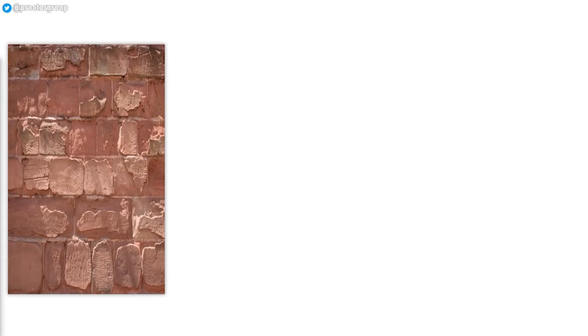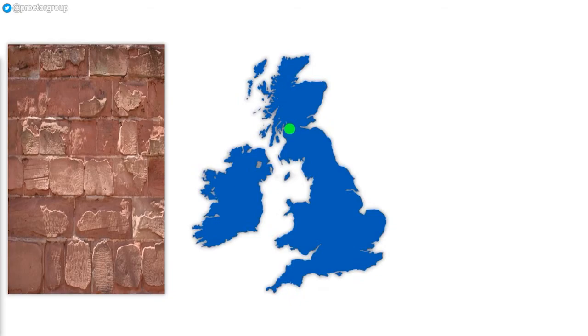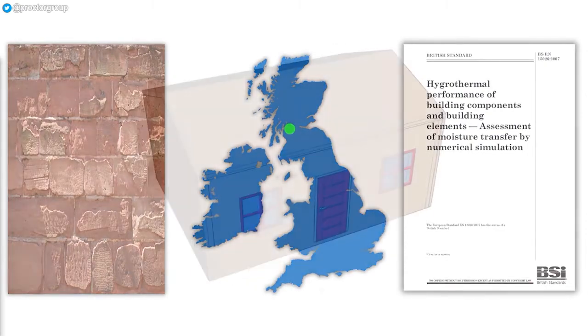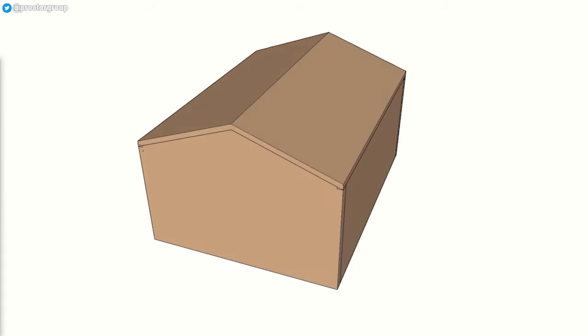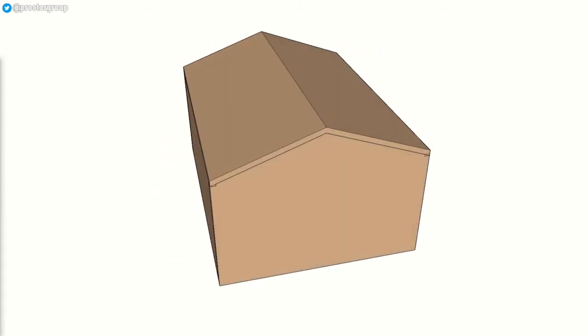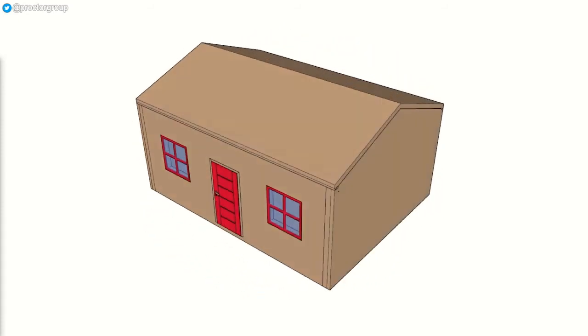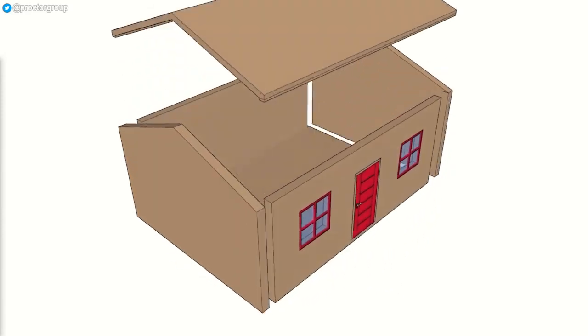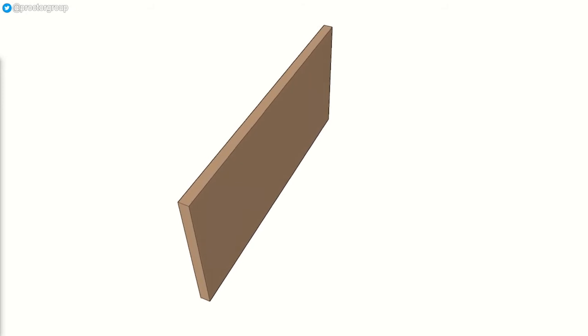This is a typical traditional wall type found in many areas of the UK. However, in this case, we use environmental data for Glasgow and the internal medium conditions defined in EN 15026. The model will be used to examine the performance over a 20-year time period to ensure any influence from construction moisture is eliminated from the assessment and a true representation of the as-built performance is achieved.